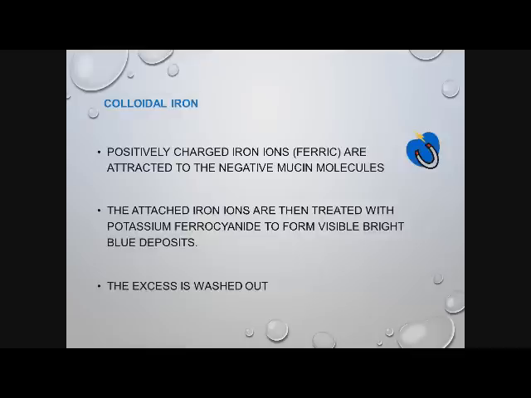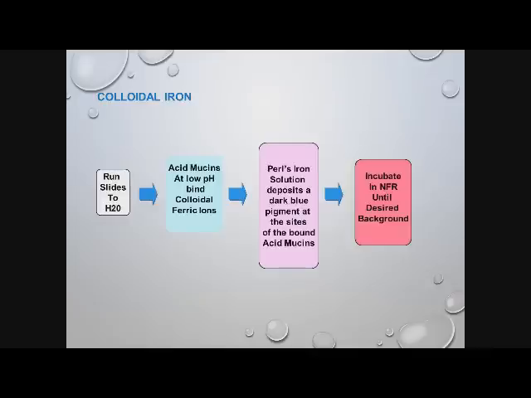Colloidal iron is positively charged iron ions. And of course, just like everything we looked at so far, they're attracted to the negative mucin molecules. So the attached iron ions are then treated with potassium ferrocyanide to form visible bright blue deposits. The excess is washed out, and this is kind of what a colloidal iron looks like pictorially.